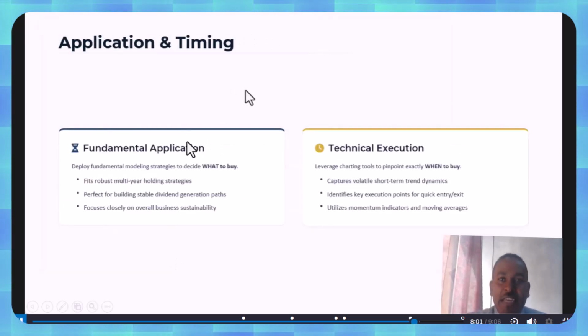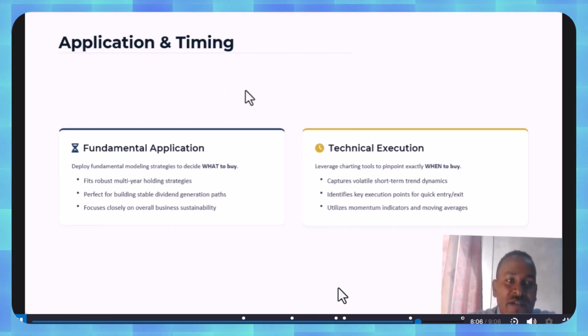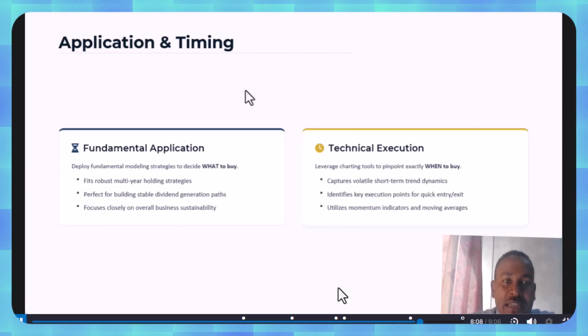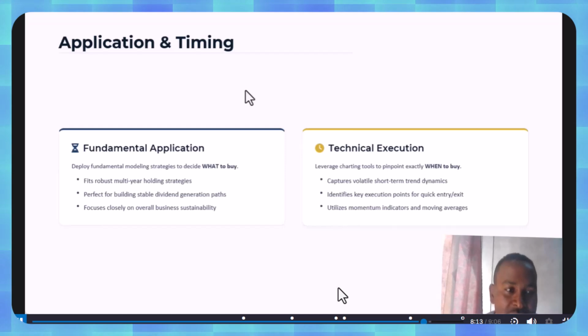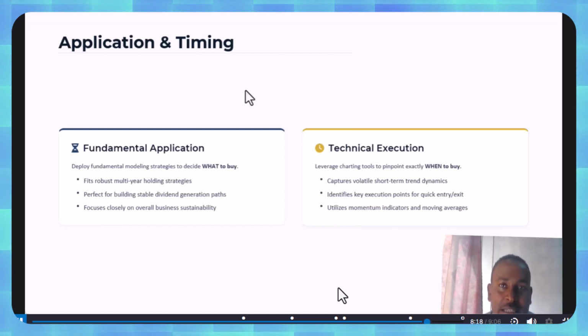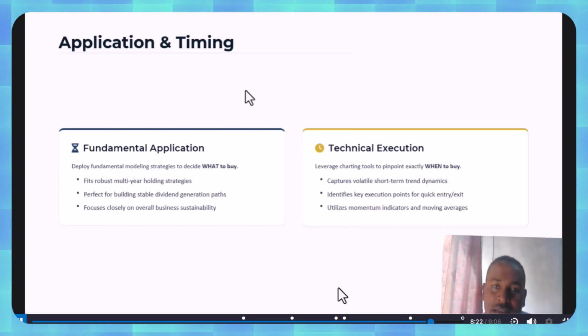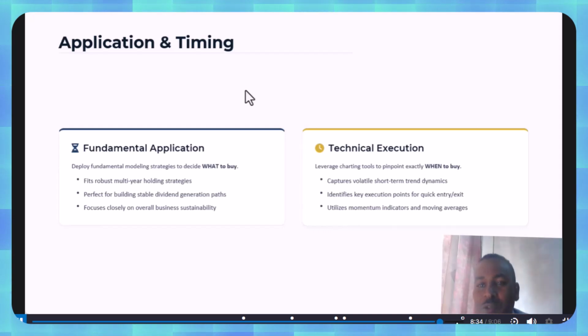So, application in timing. For fundamental analysis, deploy fundamental modeling strategies to decide what to buy. This fits robust multi-year holding strategies, perfect for building stable dividend generation paths, and focuses closely on overall business sustainability. Whereas for technical execution, leverage chart tools to pinpoint exactly when to buy. Fundamental analysis is what to buy. Technical analysis determines when to buy.